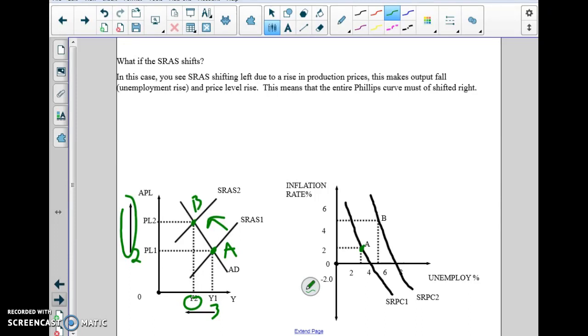What must have happened is that the Phillips curve must have moved. The only way that both inflation and unemployment can change at the same time is if the whole Phillips curve shifted. In this case, it's going to shift right to SRPC2.